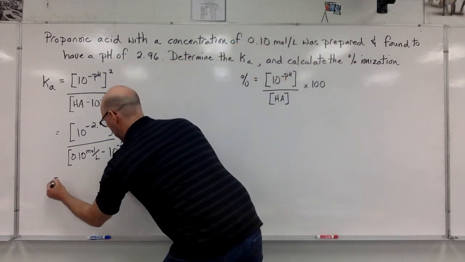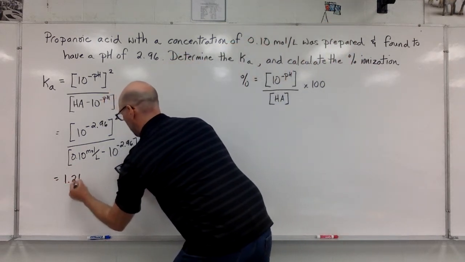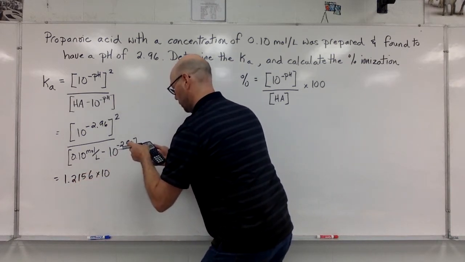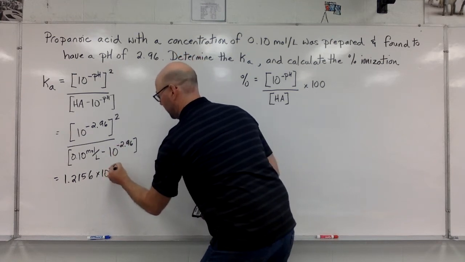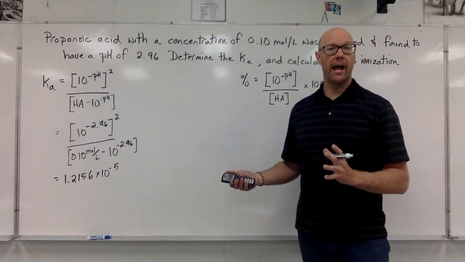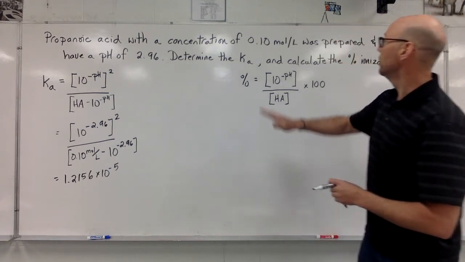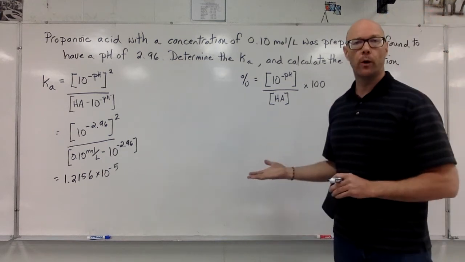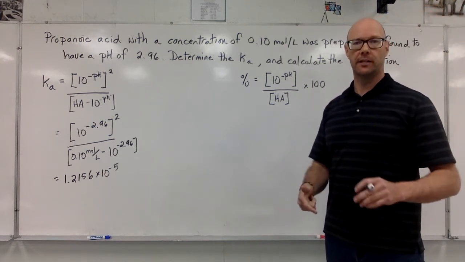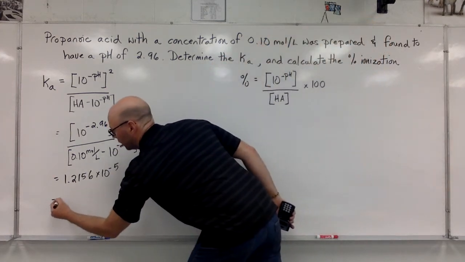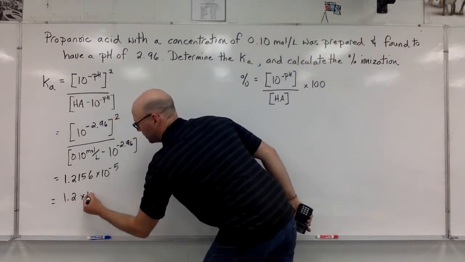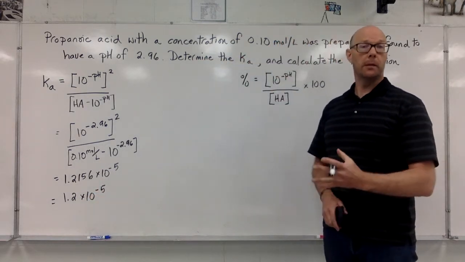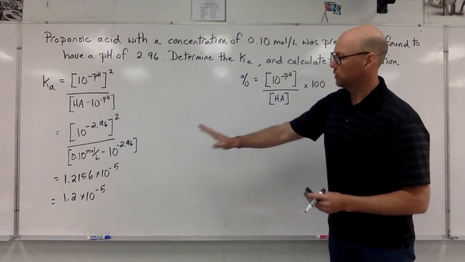Now I get 1.2156 times 10 to the power of negative 5. There's my raw answer. I can go back and look at the question. 0.10, that has two significant digits. A pH of 2.96 also has two significant digits. So I want to round this off. 1.2 times 10 to the power of negative 5. And equilibrium constants, like pH and pOH, don't have units, so we made it to the answer.